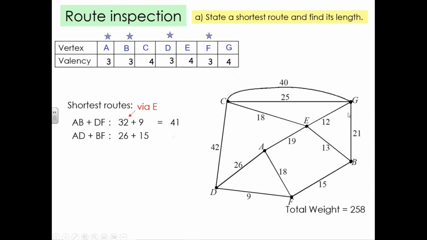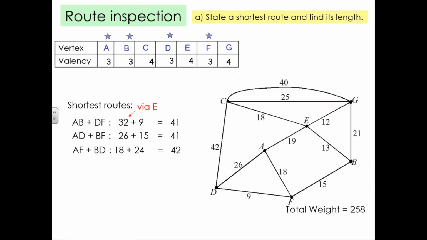A, D, and B, F, you also get 41. So A to D, the shortest one is the direct one, although it's close via F. That gives you 27, that's 26. And B, F, shortest one is 15. It would be way longer to go around that. A, F plus B, D, you get 42 for. So A to F, direct one, is the shortest one. And B to D, we're going to go via F, gives you 24 and gives you 42.